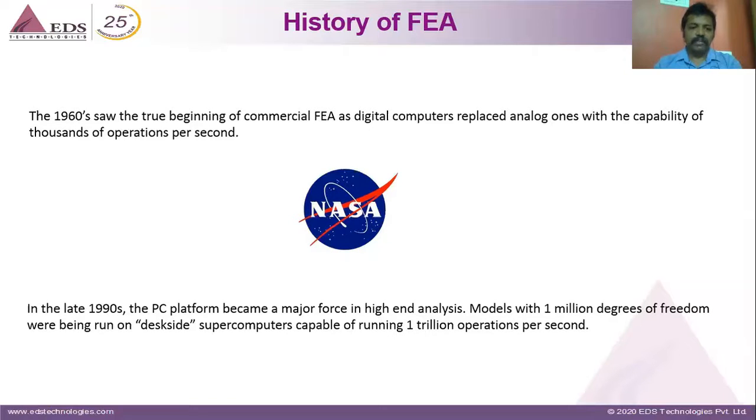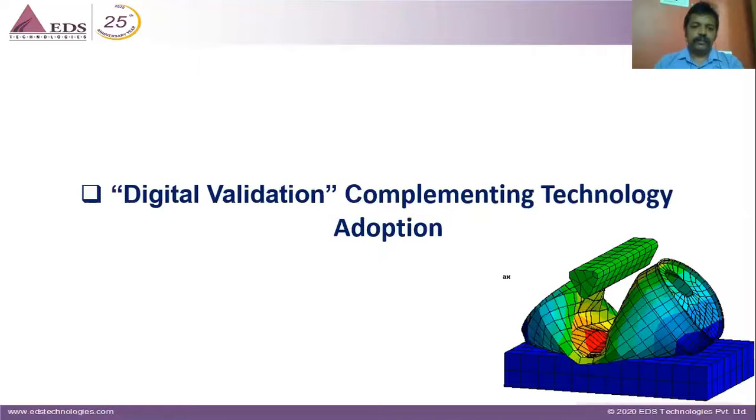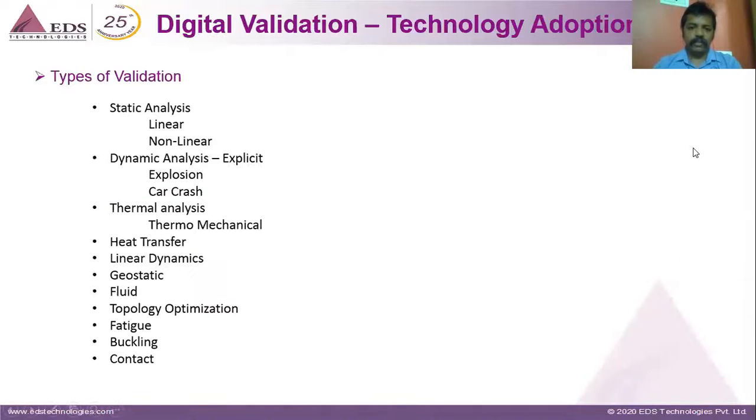Then in the late 1990s, the PC platform became a major force in high-end analysis. Models with 1 million degrees of freedom were being run on a desktop supercomputer capable of running 1 trillion operations per second. Coming to digital validation complementing technology adoption, how industries are using this particular technology, I will explain in further slides.